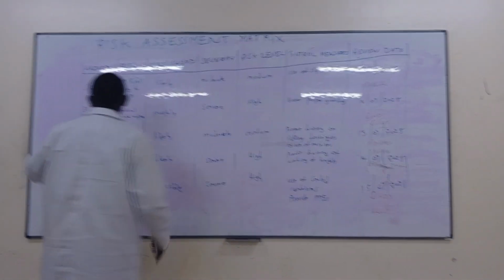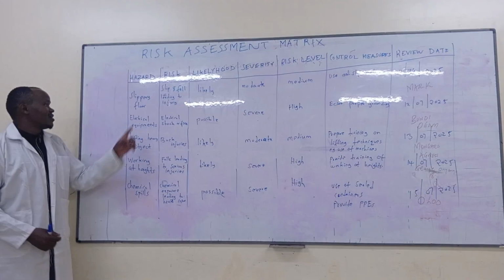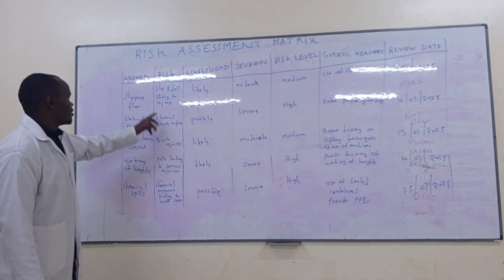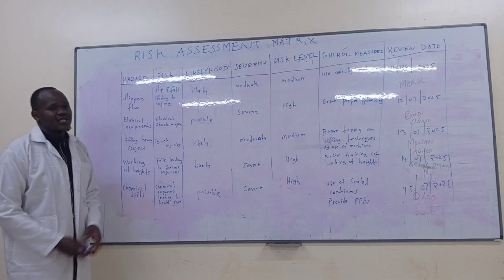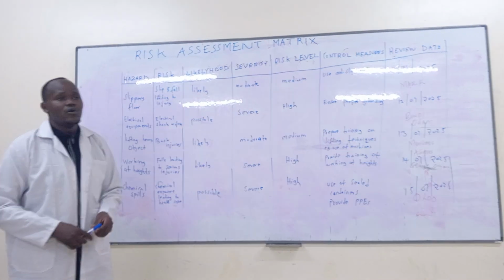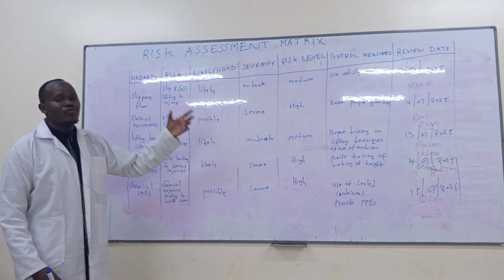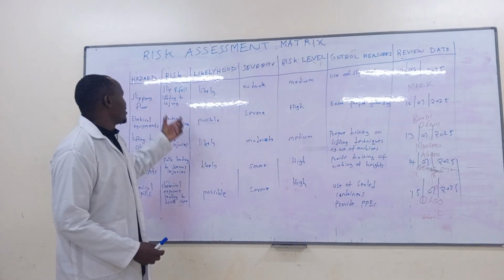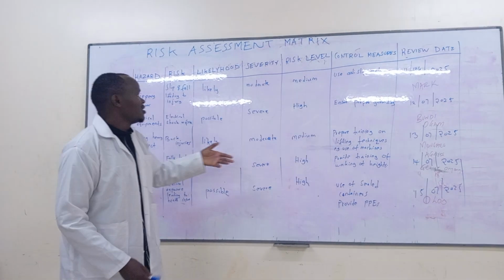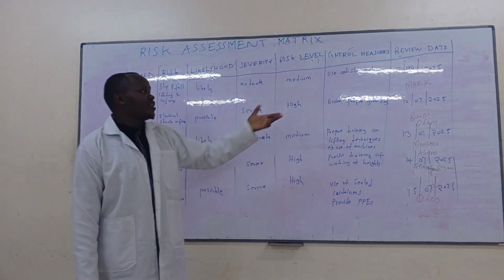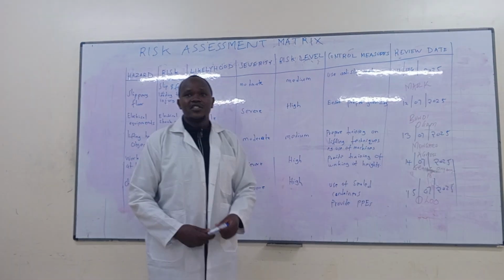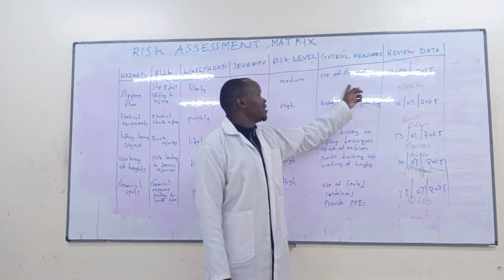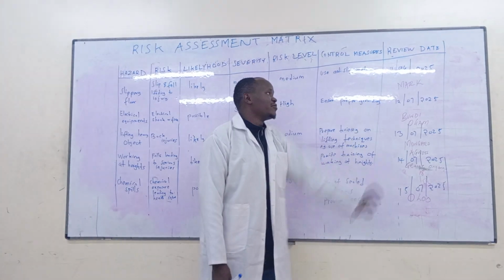Here I have my first hazard as a slippery floor. The risk is that someone may slip or fall, leading to injuries. How would the likelihood of the risk happening be? Maybe high or moderate. Then the severity is moderate, as somebody is going to fall. Then the risk level is medium. For the control measures, maybe you can apply the use of anti-slip mats. Then here I have my review date.